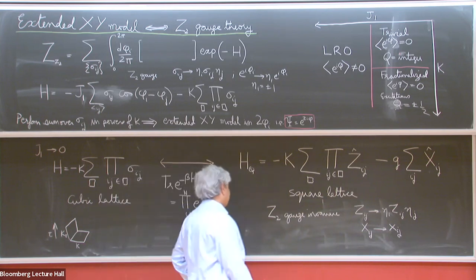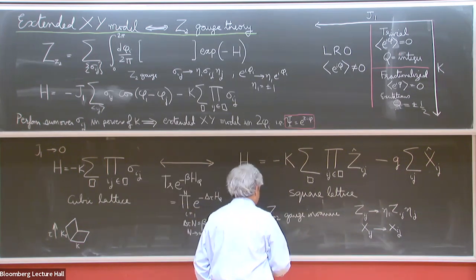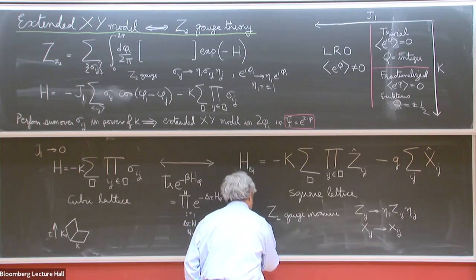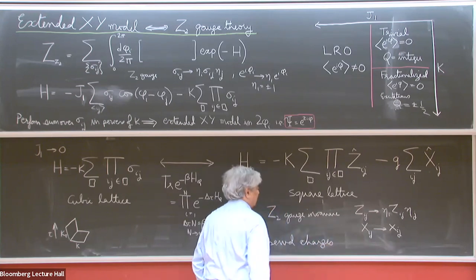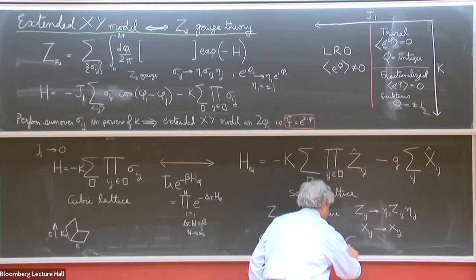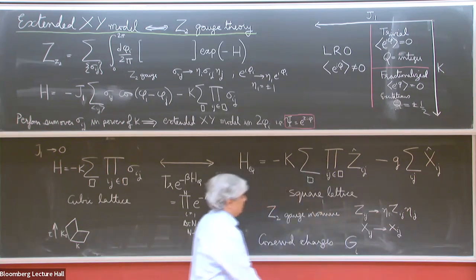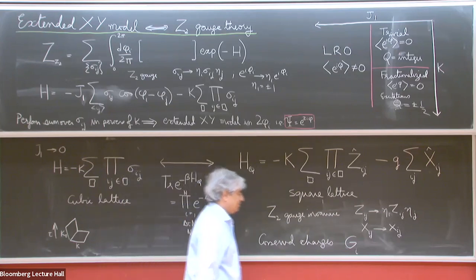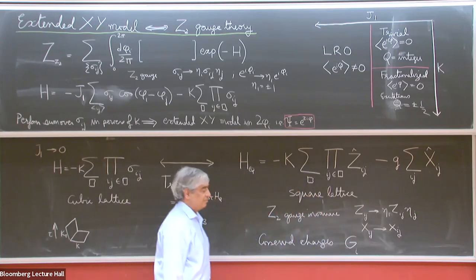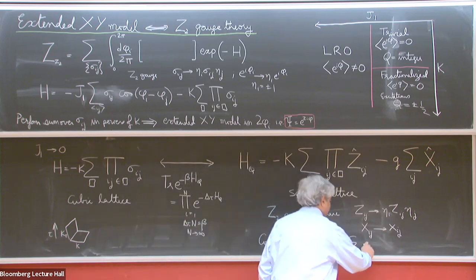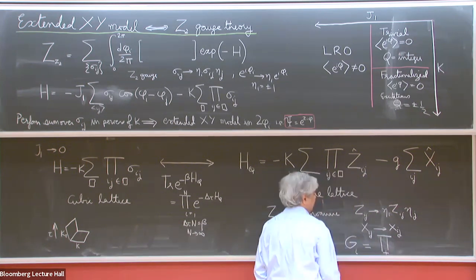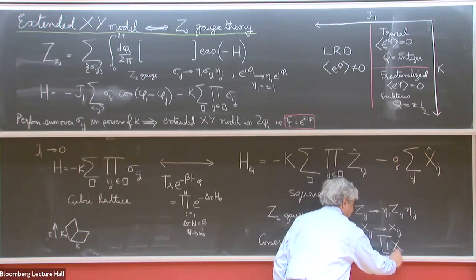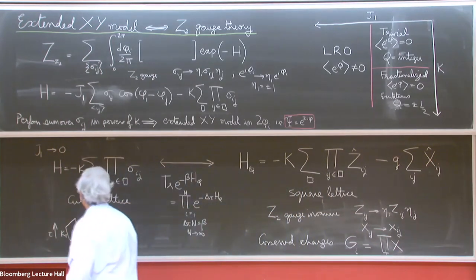And in this case, in fact, it's associated with a set of conserved charges, conserved charges that commute with the Hamiltonian. Those conserved charges are called G_i, because that's kind of like the analog of Gauss's law in electrodynamics. So G_i we'll take to be the product of the x's with a plus sign. So let me just show this over here now.